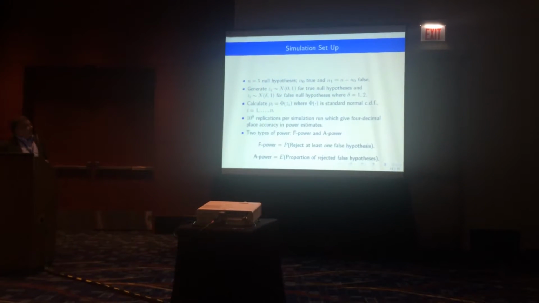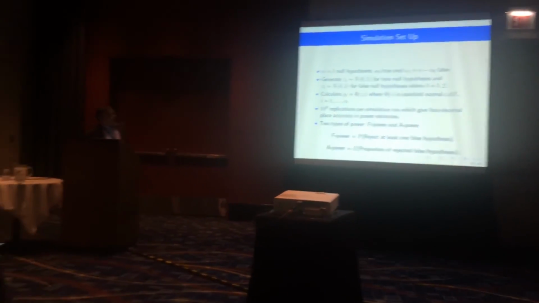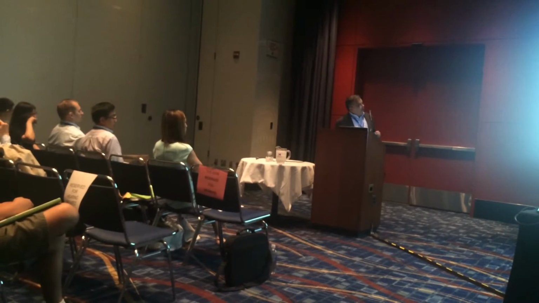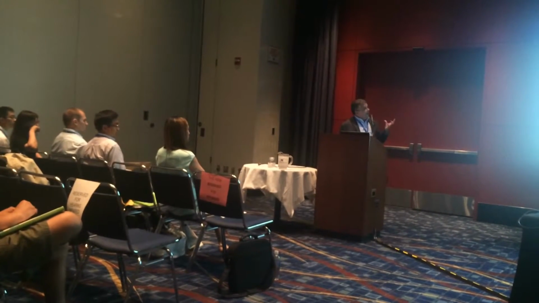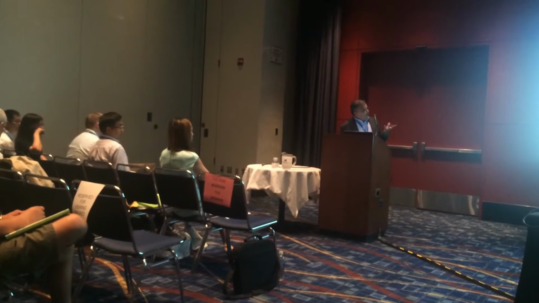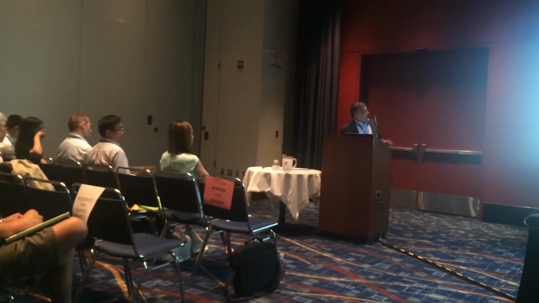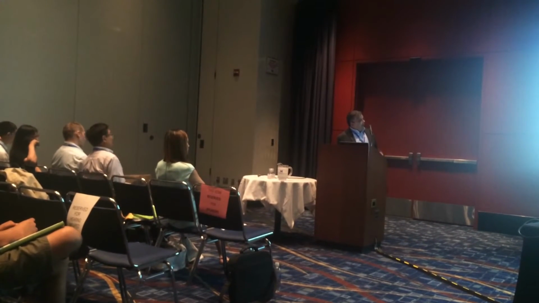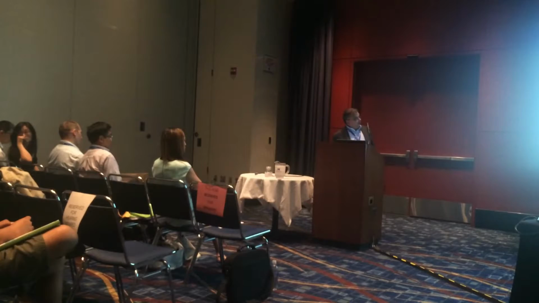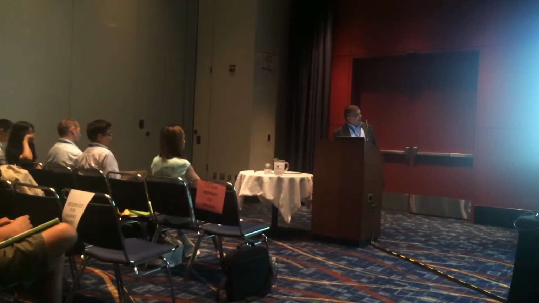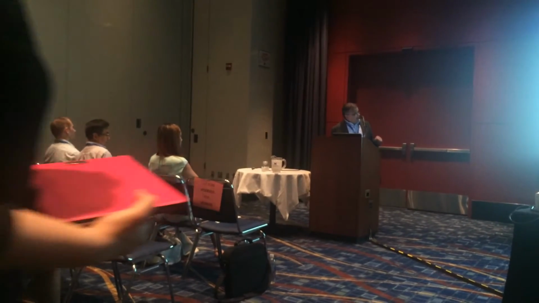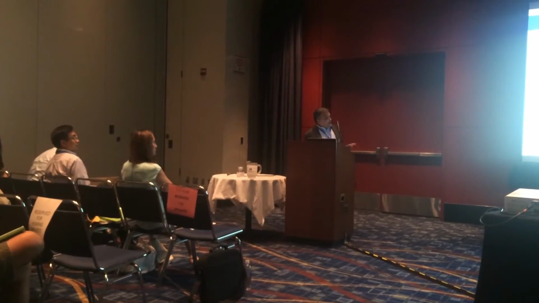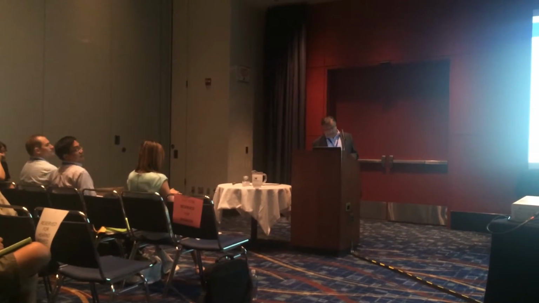So we just considered 5 null hypotheses, n0 of those are true, n1 of those are false. You generate normal random variables with 0 mean for the null hypotheses and mean equal to delta for the false hypotheses, delta equal to 1 or 2. And they calculate the p-values using the probability integral transformation. And then we did 10 to the power of 8 replications per simulation. And then we looked at two types of power, F power and A power. F power is the probability of rejecting at least one false hypothesis. A power is like average power, the expected proportion of rejected false hypotheses.